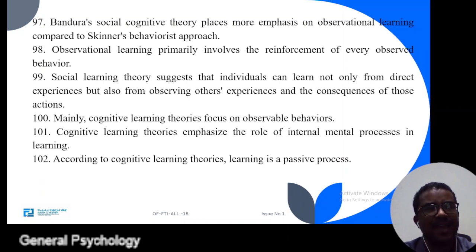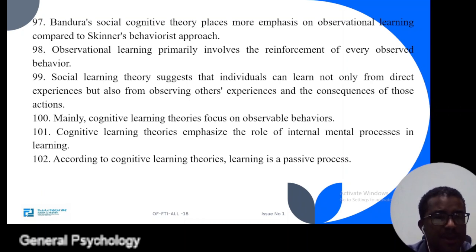Question number 98. Observational learning primarily involves the reinforcement of every observed behavior. Question number 99. Social learning theory suggests that individuals can learn not only from direct experiences, but also from observing other people's experiences and the consequences of those actions.